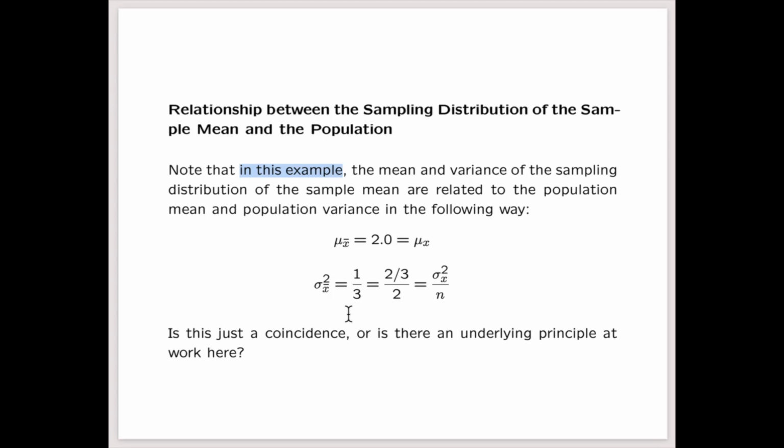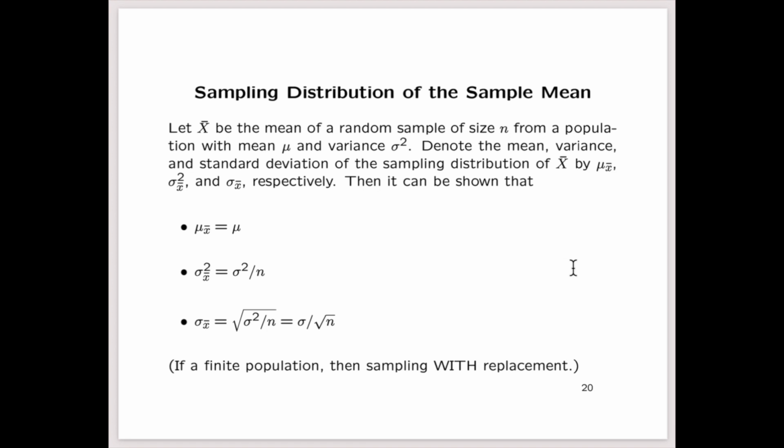But notice that I can write that as 2/3 over 2. And the 2/3 over 2 is equal to the variance of the population that we're sampling from divided by little n. The variance of the population we're sampling from was 2/3, and little n is 2. And so in this example, the mean and the variance of the sampling distribution of X bar are related to the mean and the variance of the population via these relationships. Now the question is, is this just a coincidence, or is there some underlying principle at work? It turns out that this is a general result.